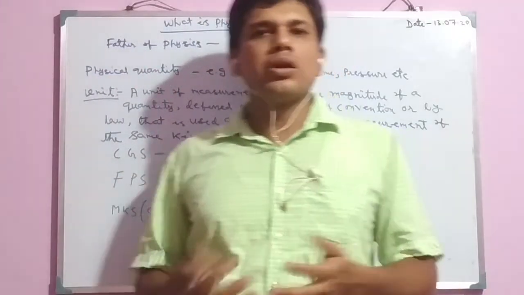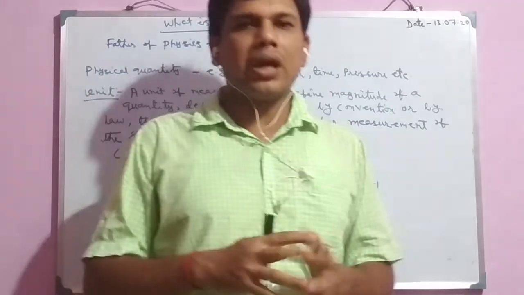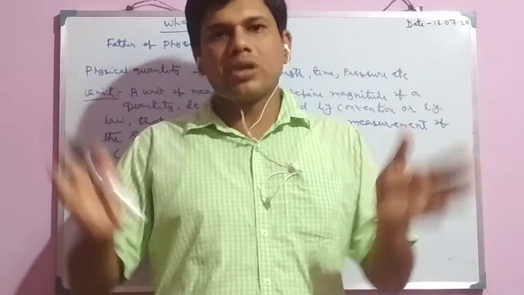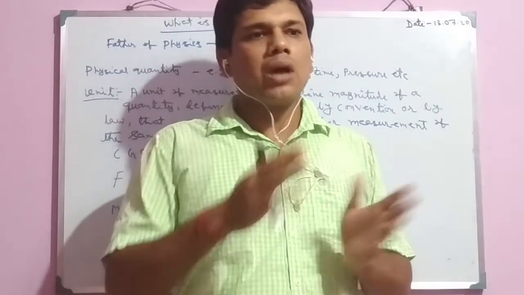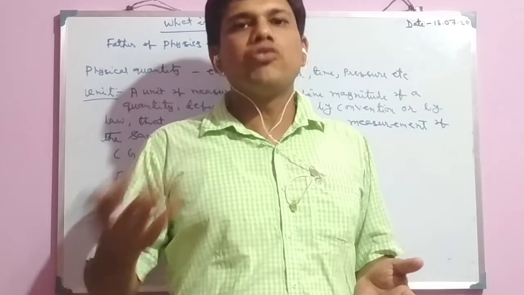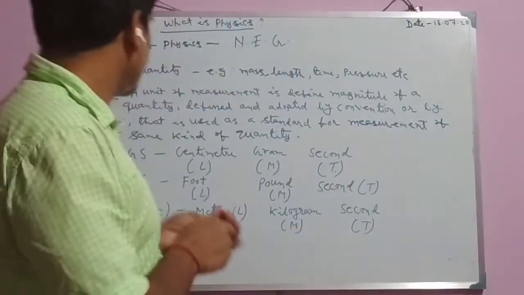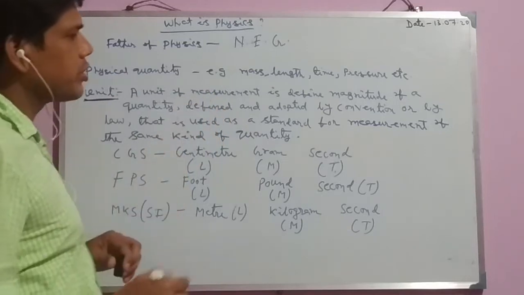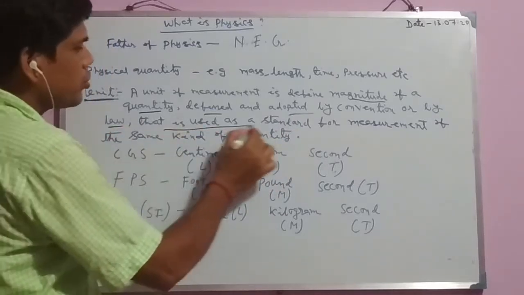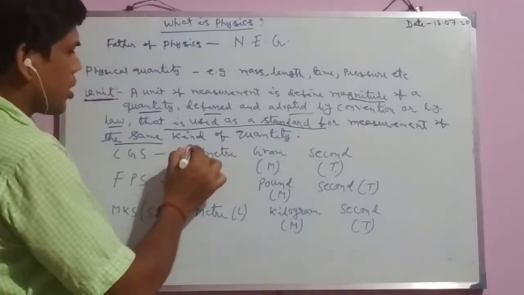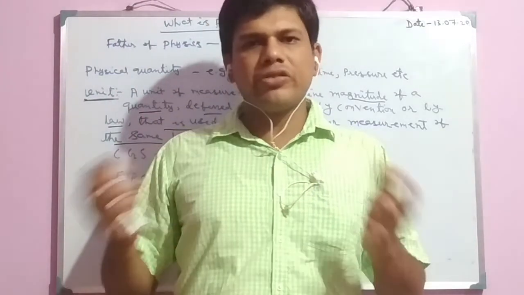Now in physical quantities we have to know what a unit is first. It's very important, because if you know the length, the next question arises. For example, if I say his height is 2, the next question arises: 2 what? 2 meter, 2 centimeter, 2 feet? So unit is very important in physics. The definition of a unit: a unit of measurement is a defined magnitude of a quantity, adopted by convention or by law, that is used as a standard for measurement of some kind of quantity. It is basically adopted for measurement of some physical quantities.